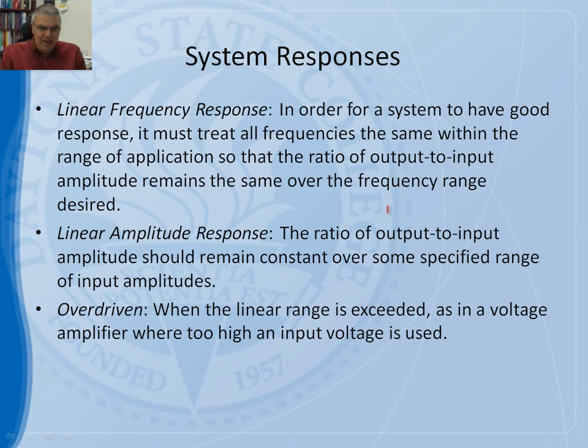Again, in order for the system to have a good response, it must treat all frequencies the same within the range of application, so the ratio of output to input amplitude remains the same over the frequency range desired. That's the linear frequency response. And the linear amplitude response is kind of similar. However, the ratio of output to input amplitude should remain constant over a specified range of input amplitude. Where do we get those ranges? That's more complicated, and I'm not going to get into those now. Later, as we go through the course and you do more reading of the book, we can discuss those in more detail.